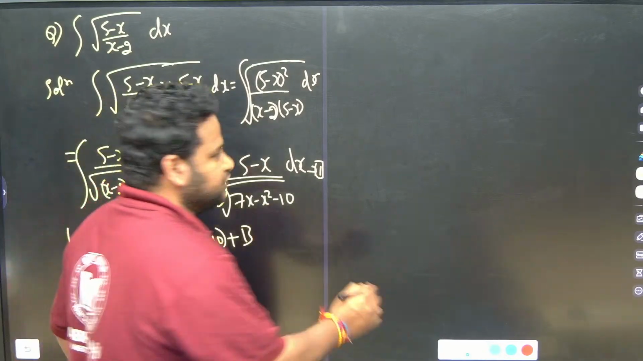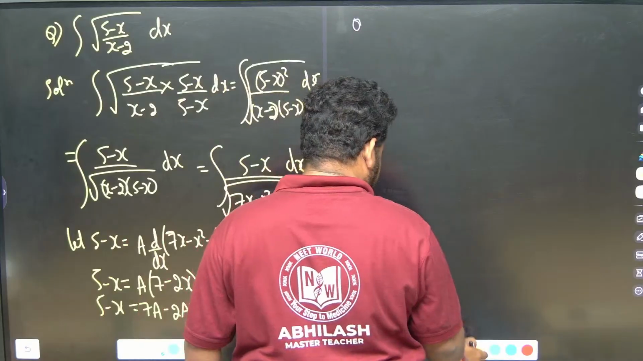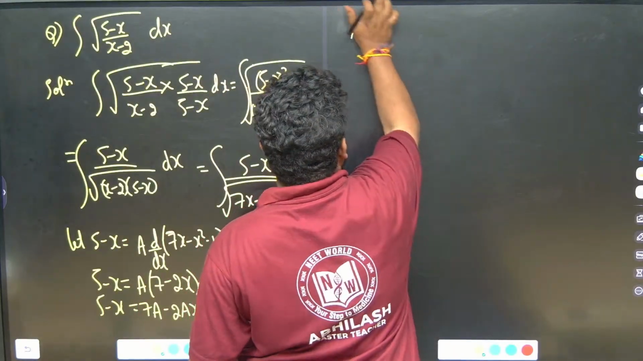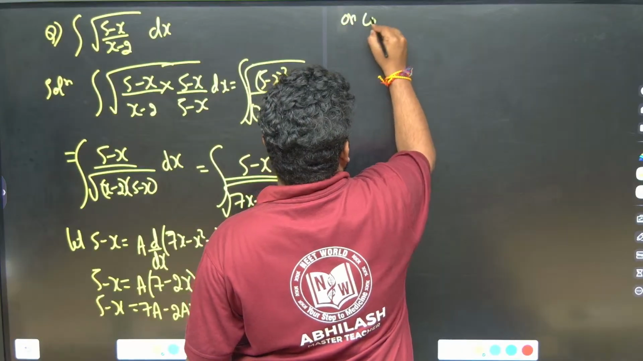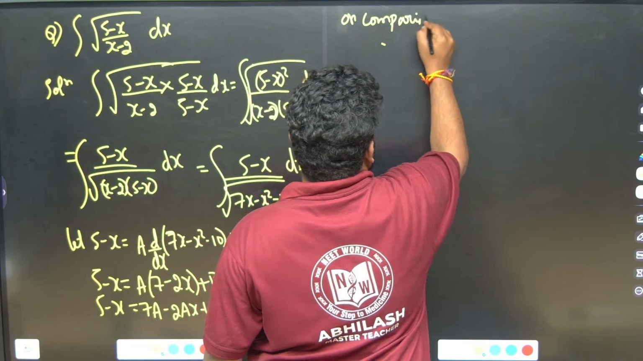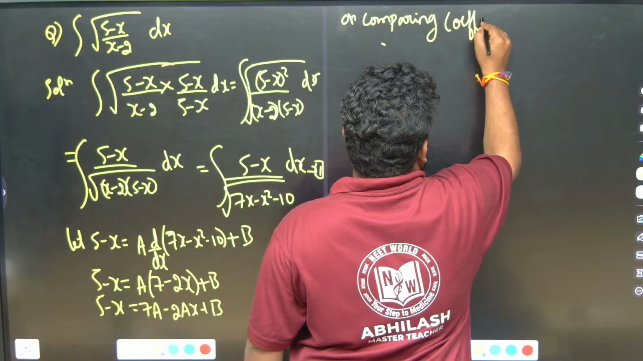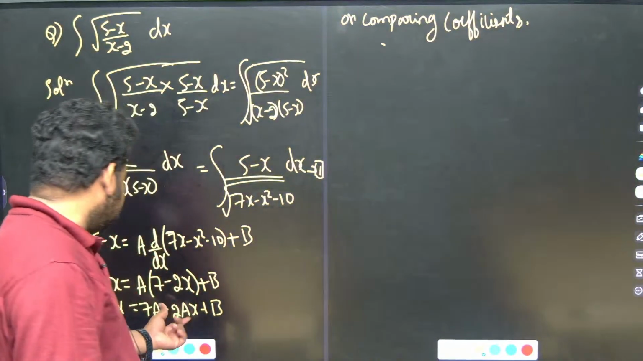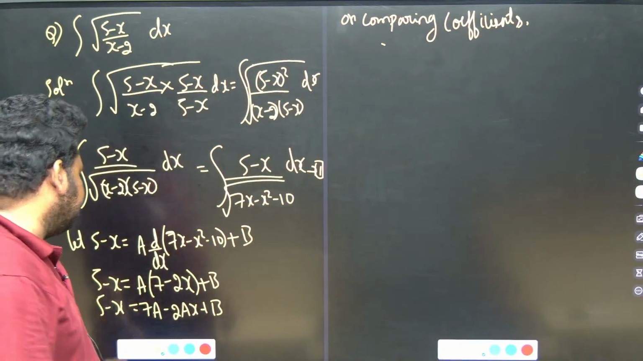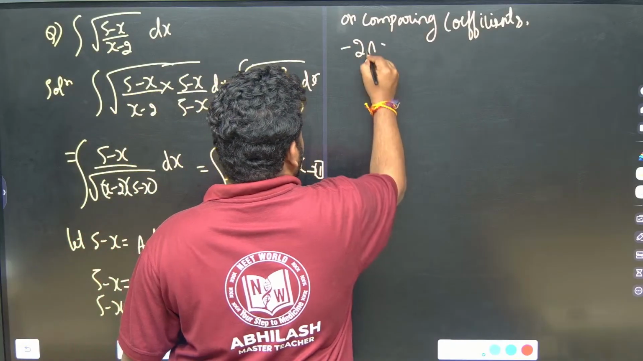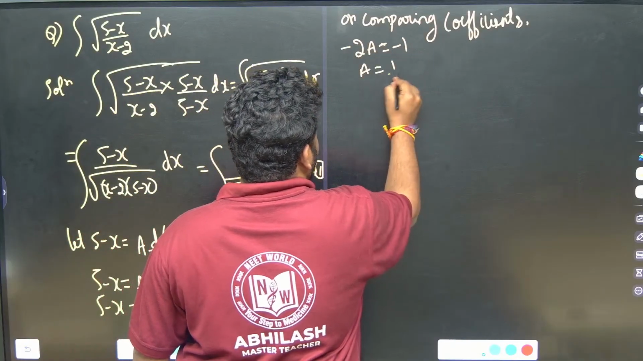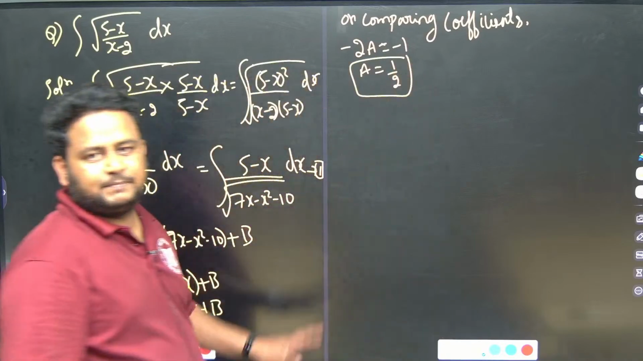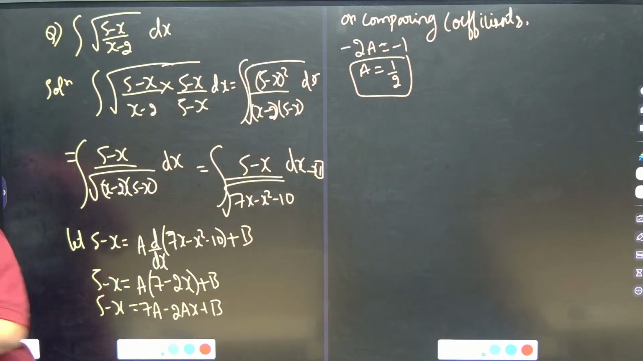Now, on comparing coefficients, same as the previous questions. The coefficient of x is minus 2A here and minus 1 there. So minus 2A will be equal to minus 1, so A will be equal to 1 by 2. Correct? So A would be equal to 1 by 2.